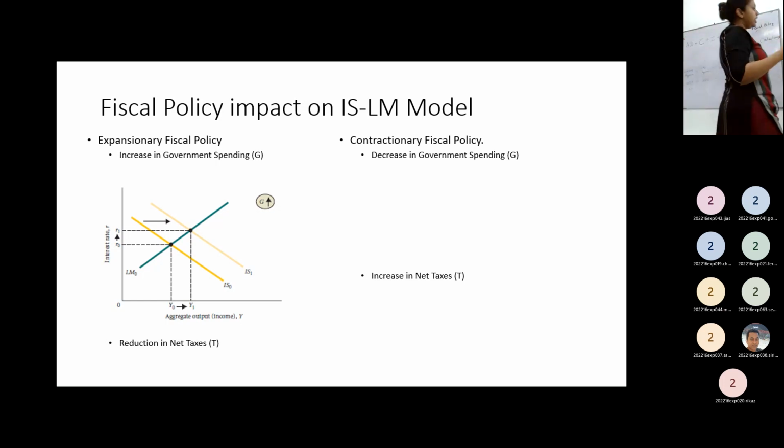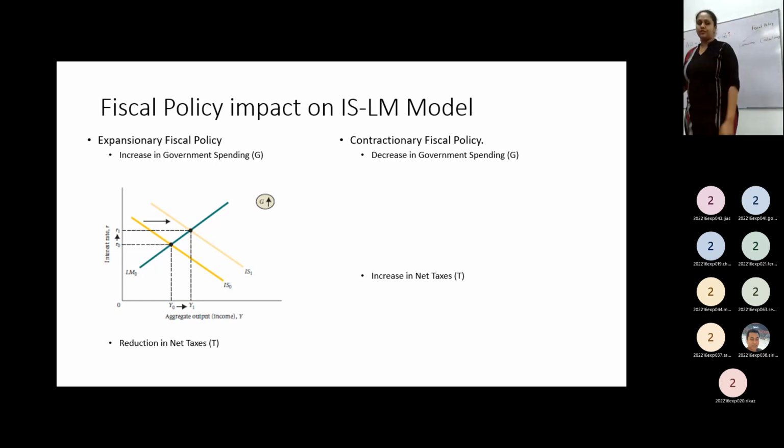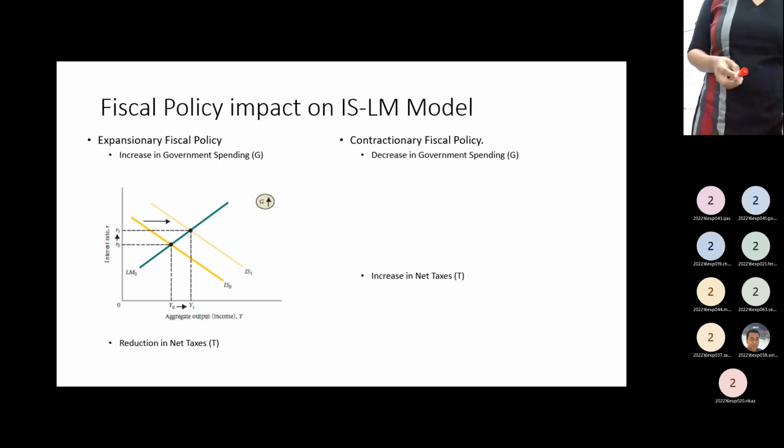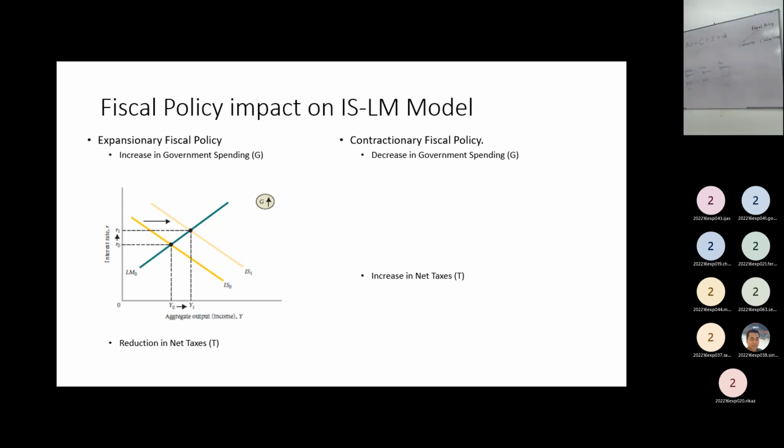Another way the government can expand the economy is by reducing taxes. So when there's a reduction in taxes, how does that affect aggregate demand? We discussed these things before. When taxes are reduced, how does it affect aggregate demand? Taxes reduce, consumption increases, or even investments could increase, right? And as a result, aggregate demand will increase. Remember that? So as a result, what will happen to this curve?